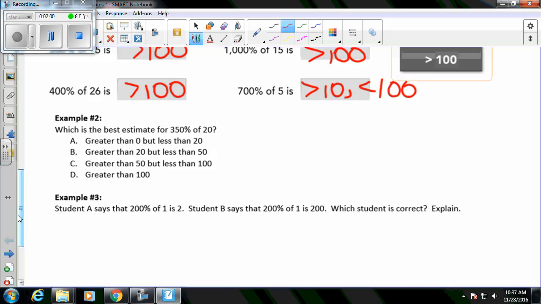For example 2, which is the best estimate for 350% of 20? Let's think about this. 300% of 20 would be 3 times 20, which is 60. 50% of 20, which would be half of 20, would be 10. So in total, I have 70. So that would be which choice? That would be choice C. And notice how I'm splitting it up. I'm doing 300%, then I'm doing 50%. I'm using the distributive property there.